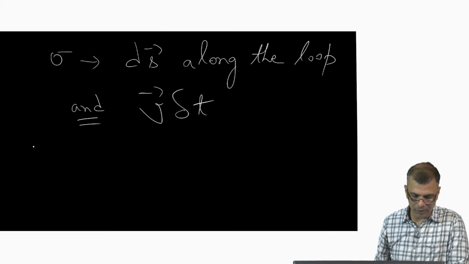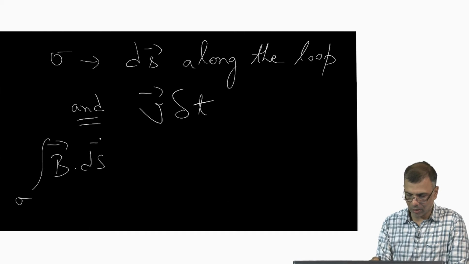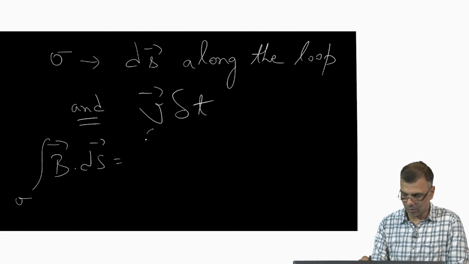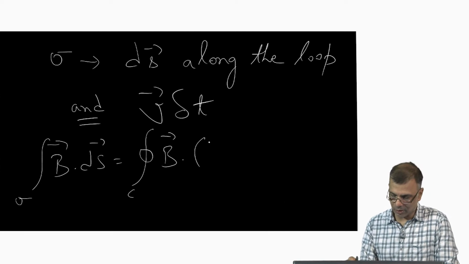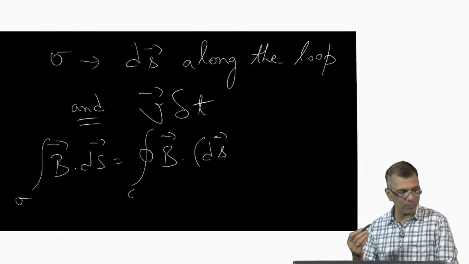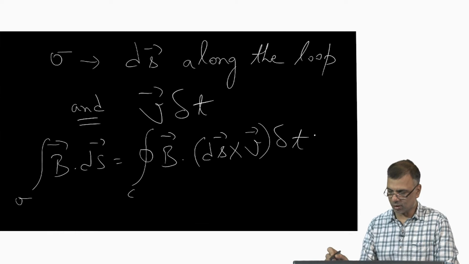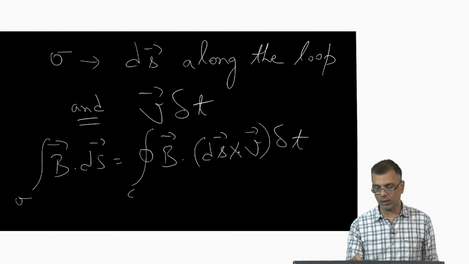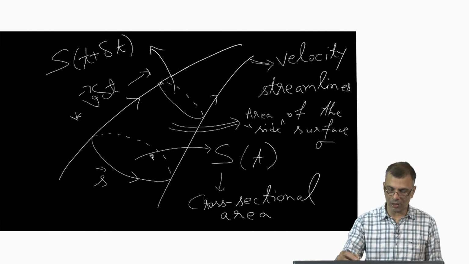Okay. So over the side surface, this B dot ds is equal to the contour integral of B dot, what is this side surface? The side surface is the d small s, which is the length element, cross v delta t. Now it's important to figure out why I'm writing this cross, right? So essentially what I'm saying is it's a ds cross v.